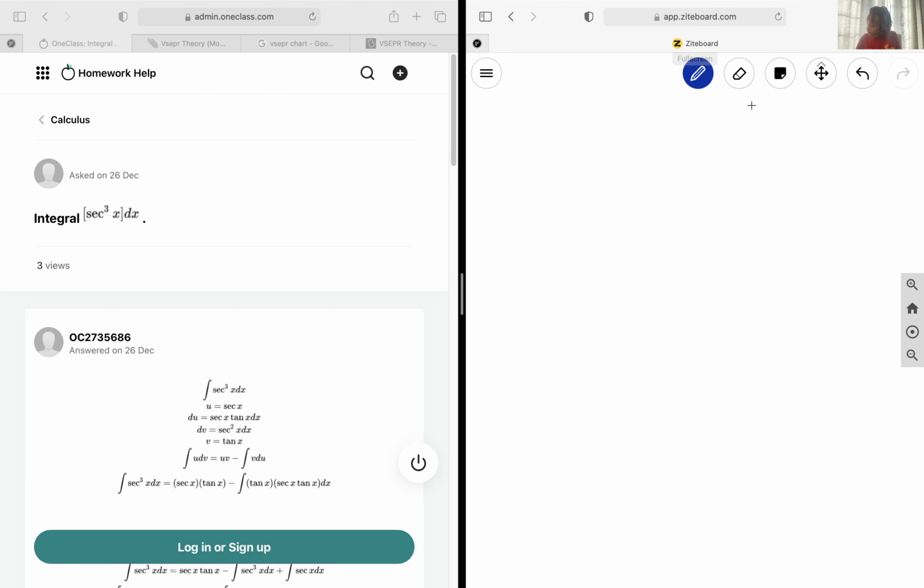Okay. So next up, we will want to find the integral of secant cubed x dx. Okay, so in order to find that, again, we will be using integration by parts. So let's just write down the formula.